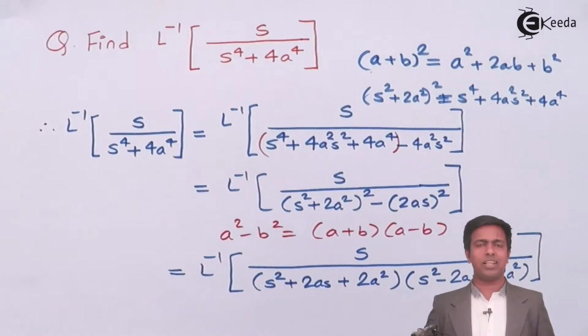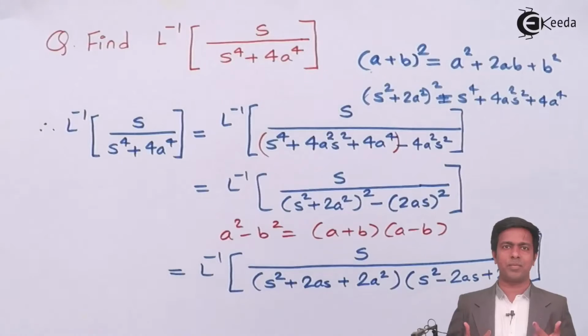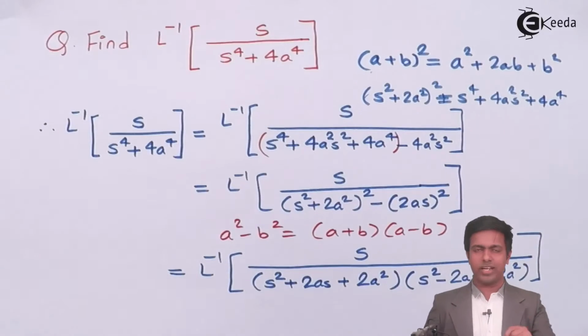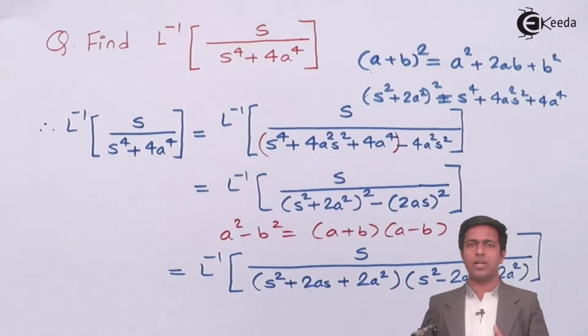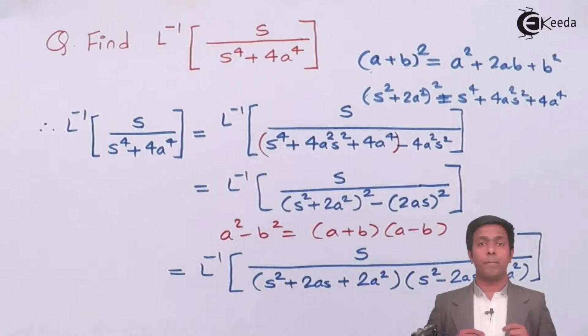So here in the denominator there are two functions, both are quadratic multiplying each other. So it means to get the L inverse, I cannot apply inverse Laplace transform directly because there are two terms, they are multiplying each other. So linearity property is not applicable.